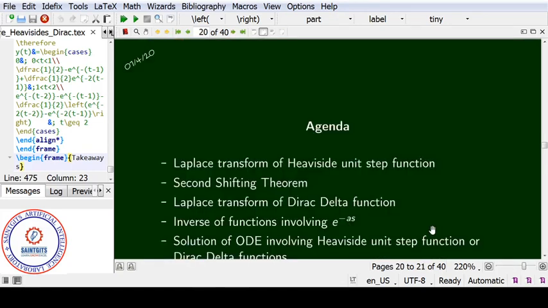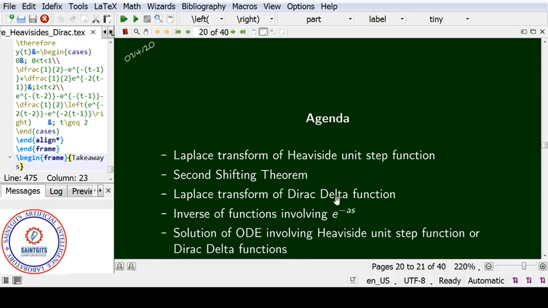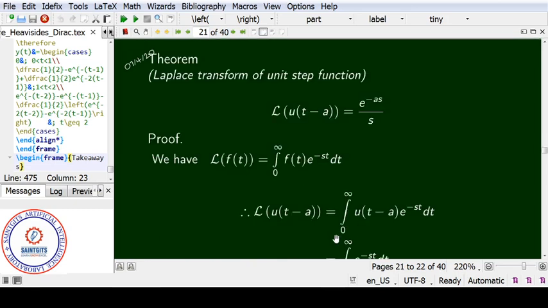In this session we are going to discuss Laplace transform of Heaviside unit step function, second shifting theorem, Laplace transform of Dirac delta function, inverse of functions involving e raised to minus as, solution of ODE involving Heaviside unit step function or Dirac delta functions.